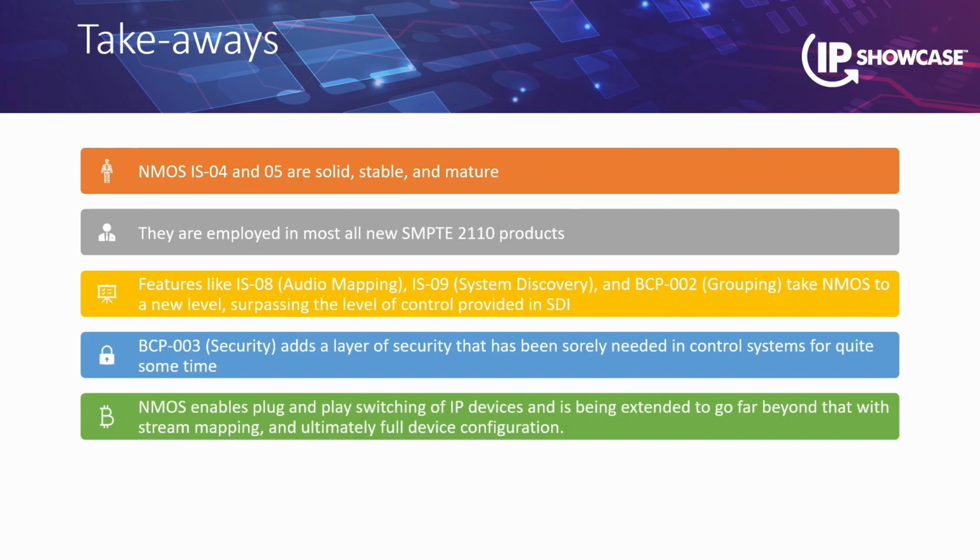So our takeaways are NMOS, IS-04 and 05 are solid, stable, mature. They have been for 3 years. They've been working great. They're at the node level. They're doing exactly what they need to do. They're employed in just about every new product that's out there is going to have an NMOS controller in the node. There's some new features that we talked about, IS-08 audio mapping, system discovery, BCP-002 grouping. Most of those have been adopted by now.